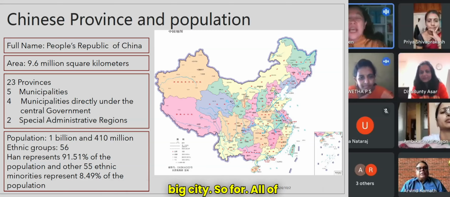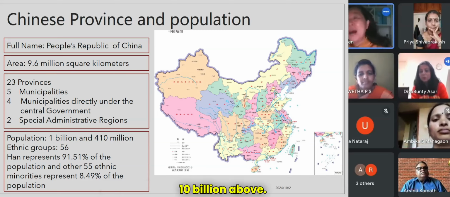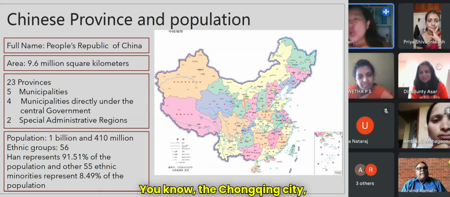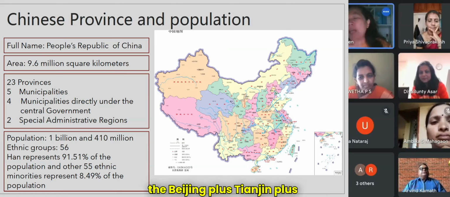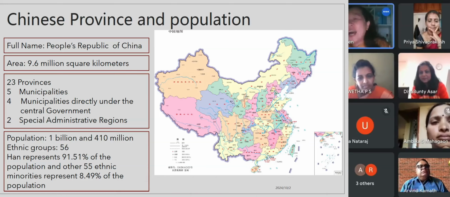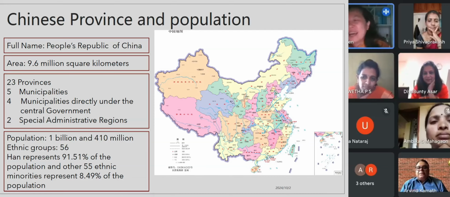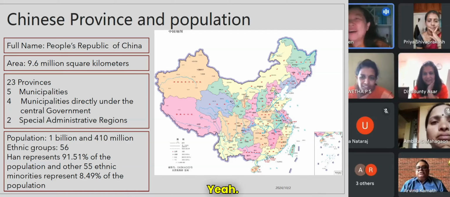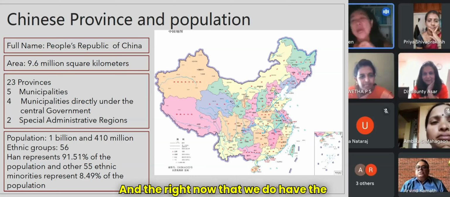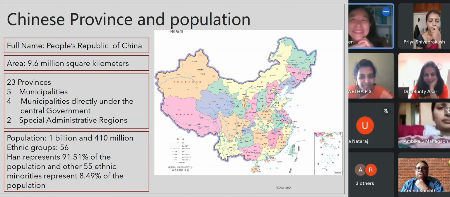For all of them, the population is more than 10 million. You know, Chongqing city alone is 3 times Beijing plus Tianjin plus Shanghai. Whoa. Okay, then the two special administrative regions. I suppose you know that. Hong Kong and Macau. Right. And right now, we have a population of 1,410 million. Well, that's a big country.